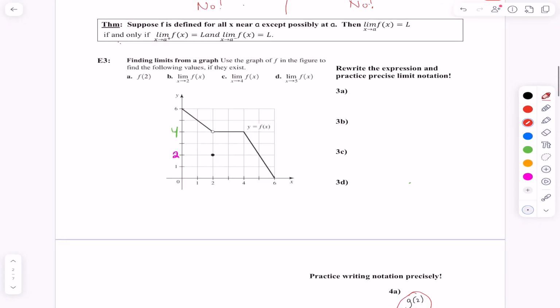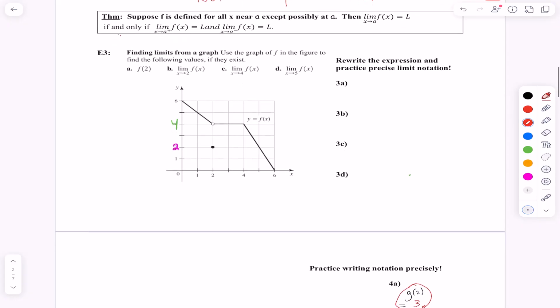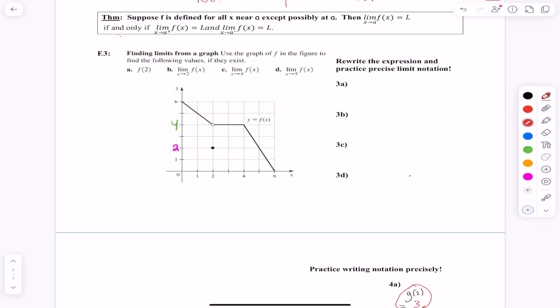Here's a theorem. Suppose f is defined for all x near a except possibly at a. Then the limit as x approaches a from both sides, where do the corresponding f of x values go? They go to L, if and only if the limit as x approaches a from the right side of f of x is equal to L, and the limit as x approaches a from the left side of f of x is equal to L.